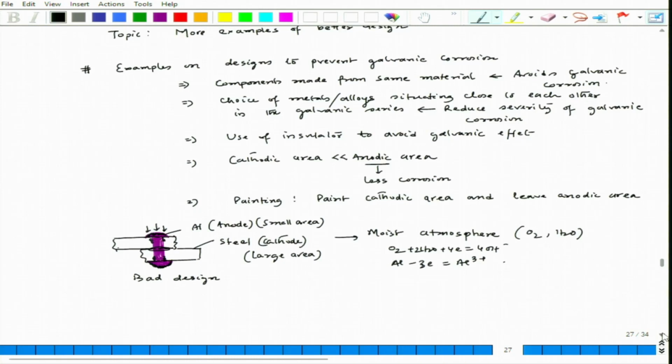So, that means one is small area anode and large cathode, and the second is that we have the cathodic reaction on the steel cathode and the anodic reaction on the anode rivet, and the rivet loosening can happen.